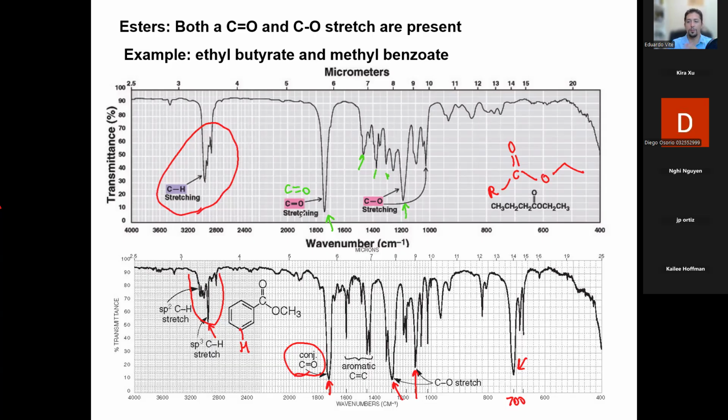So are there any questions so far? Is all of this making sense? Like we talked about how they vibrate at a specific frequency. Now we're measuring those frequencies. They each have different polarities, so they each behave differently. We have to look at the wave number, the intensity, and the shape of the signals.